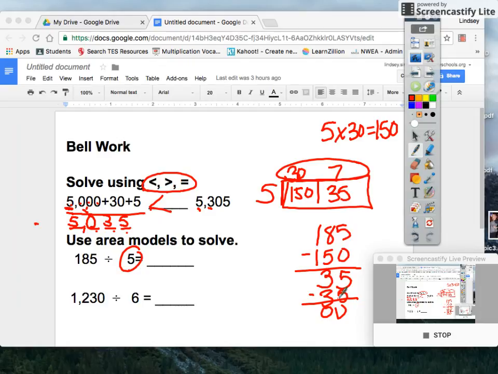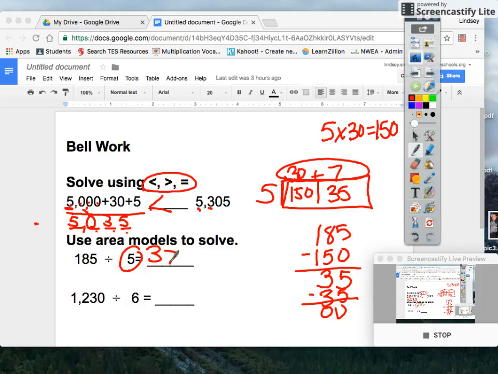We hit our goal. But now, how do I find the answer? Because the answer isn't the 150 or the 35. Somebody raise their hand and tell me, how do you find your answer, Lindsay? You add the top numbers. 30 plus 7, which equals what, class? 37.